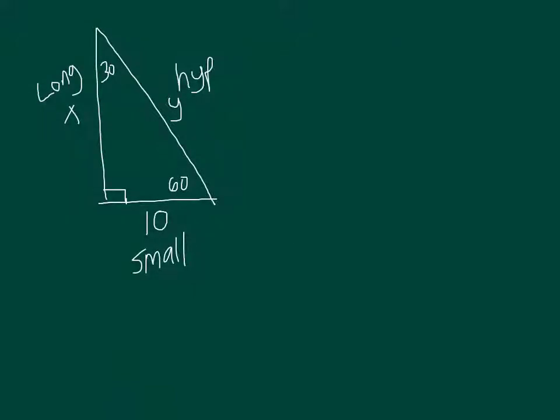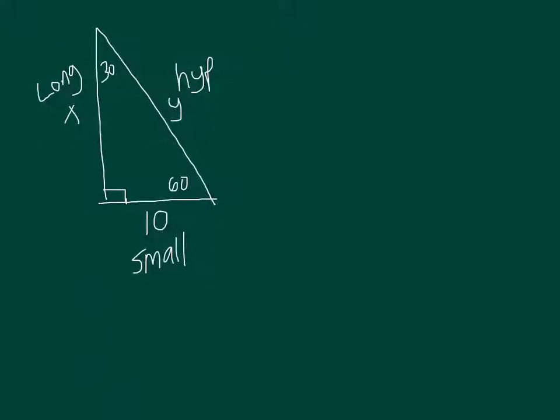So once we have those labeled, now we're going to ask ourselves, which sides are they asking us to find? Well, they give us the small. They tell us the small is 10. But they want us to figure out the hypotenuse and the long leg. Okay? So first let's figure out the hypotenuse.